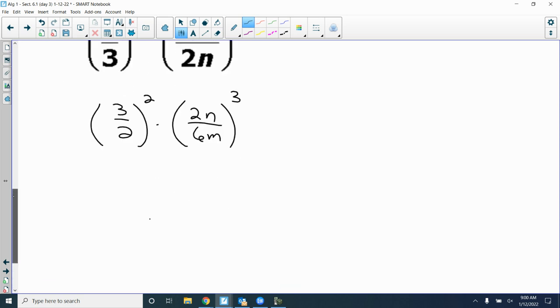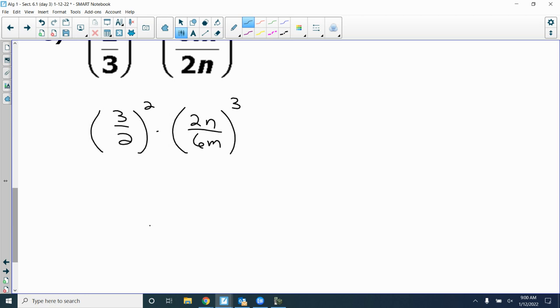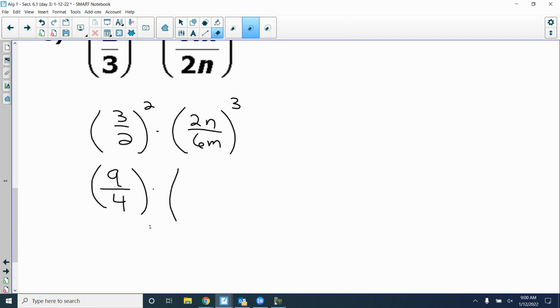Okay, let's see what you get for 3 over 2 to the second power. What do you think that is? Ellie? Good, 9 over 4. 9 over 4 times 2n cubed over 6m. All right, everybody take a look at it. Make sure you're ready to at least give me an answer here. For the top. Daryl, what do you think I should get for the top?